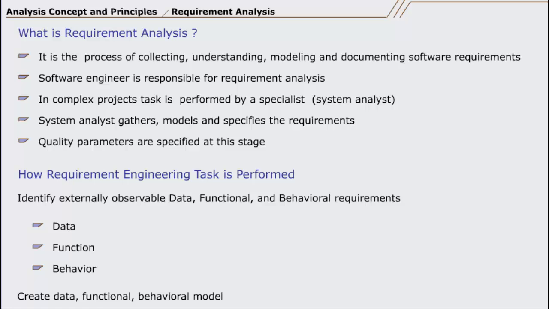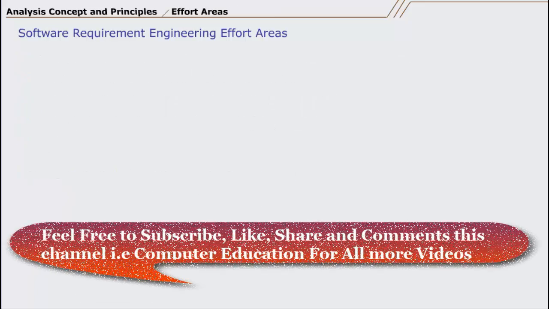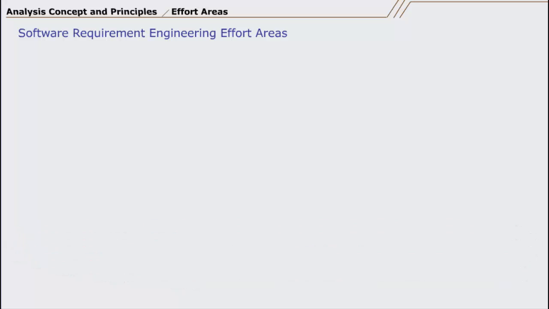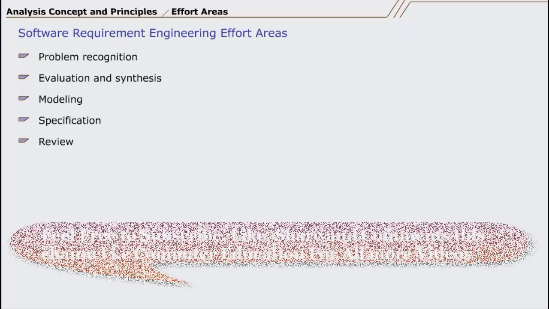Let us go more into details of requirement analysis. Logically, software requirement analysis can be divided into 5 major areas of effort, all being equally important. These areas are: number 1, problem recognition; number 2, evaluation and synthesis; number 3, modeling; number 4, specification; number 5, review. Let's look at each area one by one, starting from problem recognition.